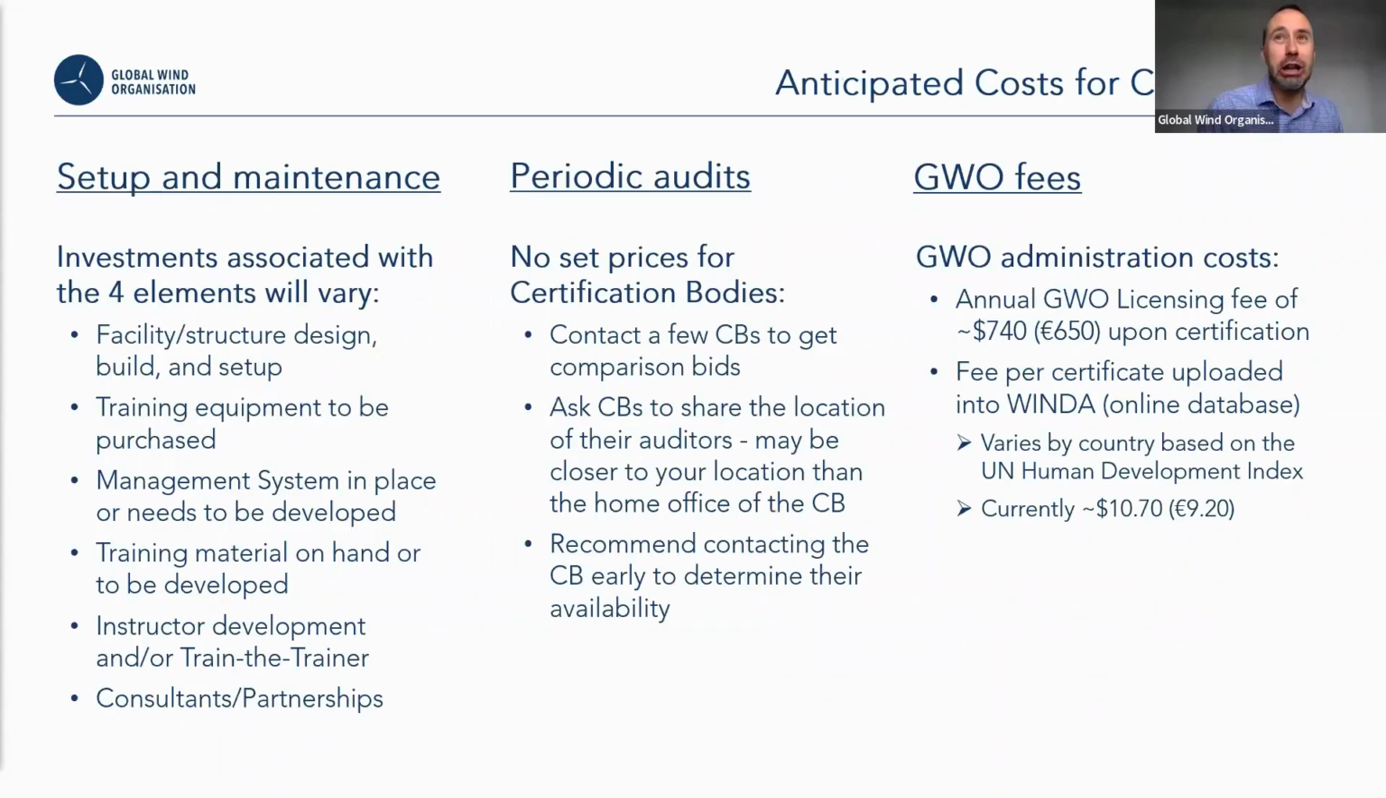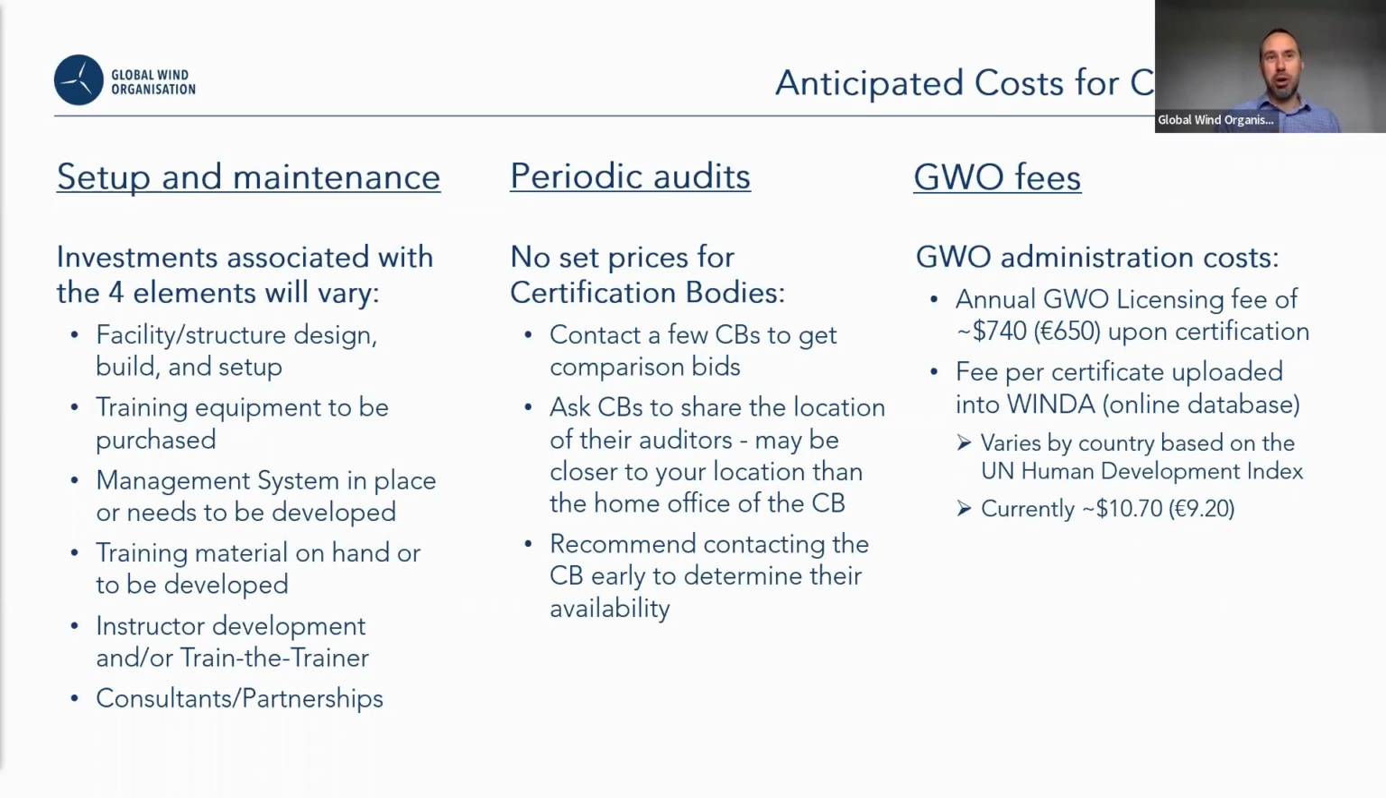I get asked a lot by people, how much is this going to cost me? And the simple answer is it really depends upon where you're starting from. I put the costs into 3 buckets on this screen, and they go from most variability to the least variability, from left to right. And so you see on the left, setup and maintenance. A lot of that's going to be around what kind of investment you're going to have to make, what kind of costs you're going to incur to set up your training program to meet those 4 elements that we just walked through.